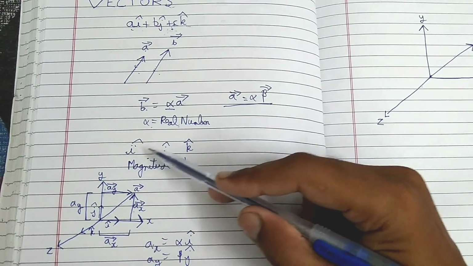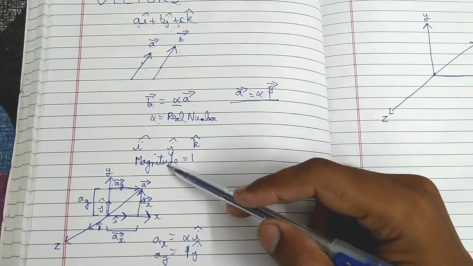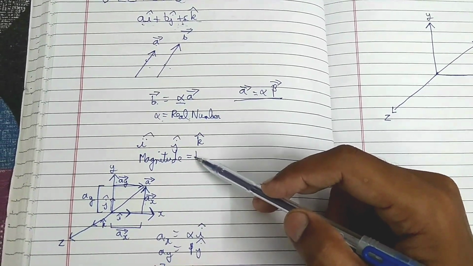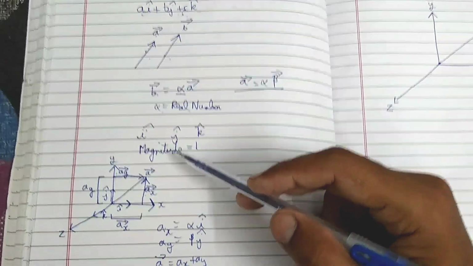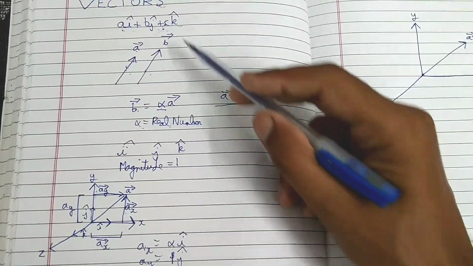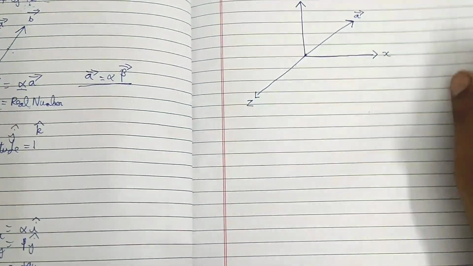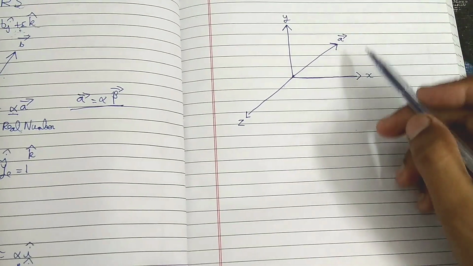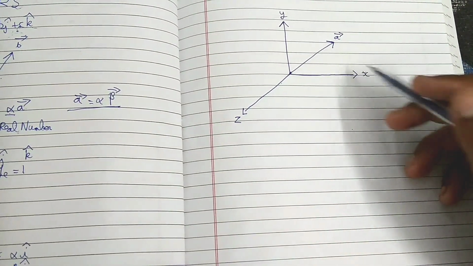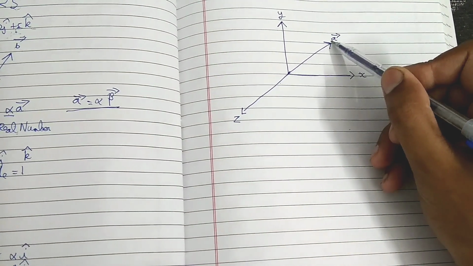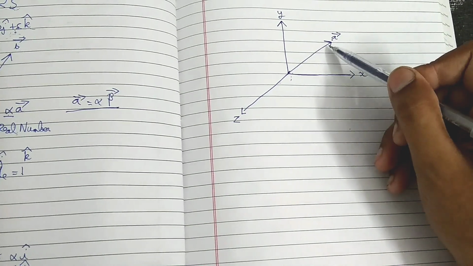Also there are three unit vectors i, j, k which have magnitude 1. They are called unit vectors because their magnitude is 1. So from where did this form come? Now we can see. I have drawn a graph. These are the x, y, z coordinate axes and this is my vector a.